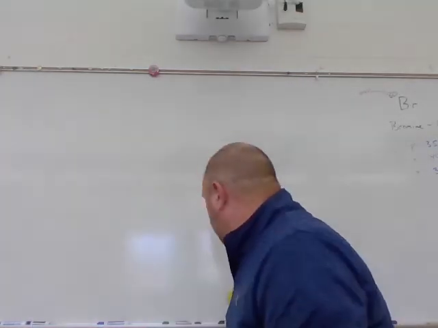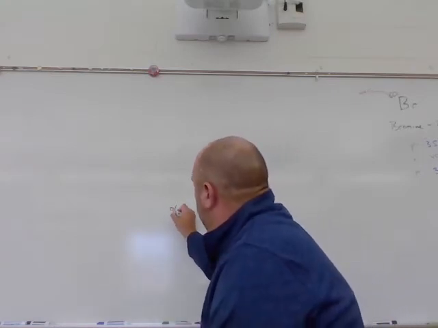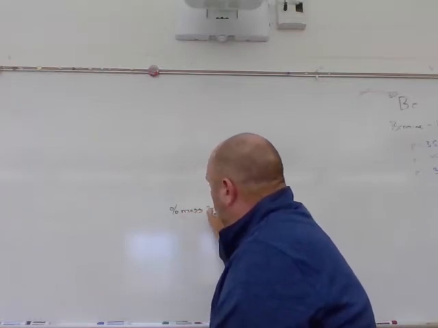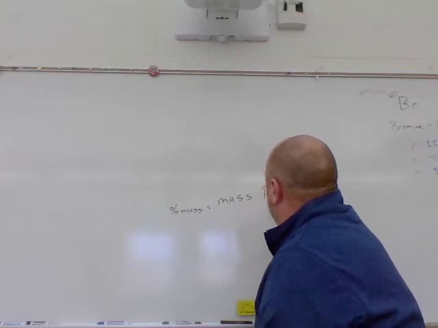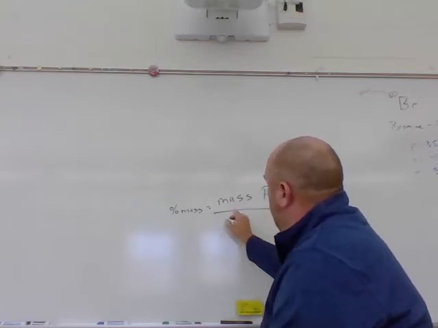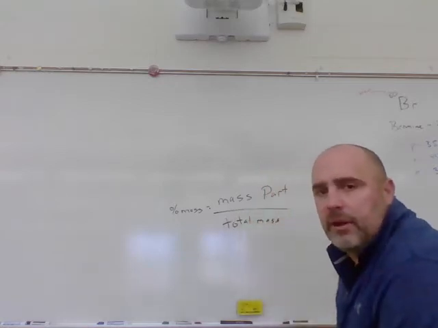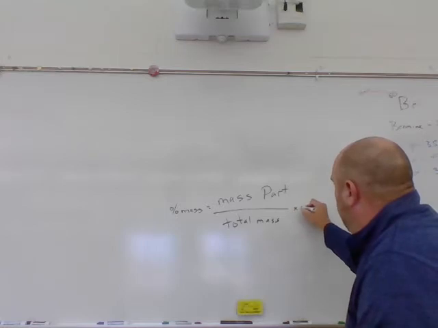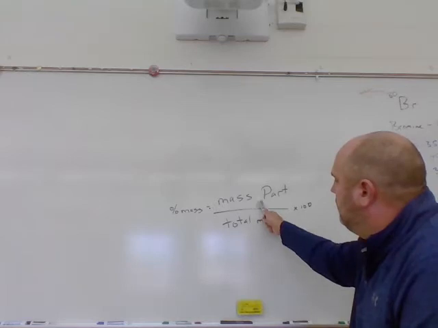When we talk about percent mass, it comes up periodically throughout the course, and it's always good to remember. Percent mass is a percentage based on weight, based on mass. To find it, we use a simple formula: you take the mass of part of a substance divided by the total mass. And because it's a percent, we multiply by 100. So the part divided by the total.